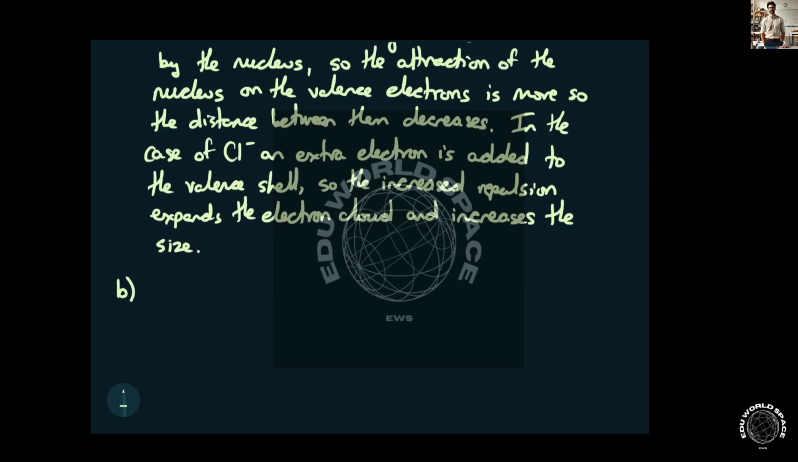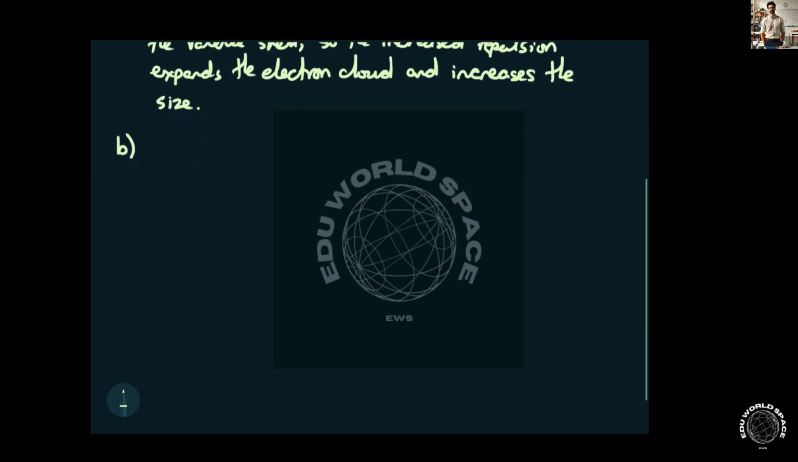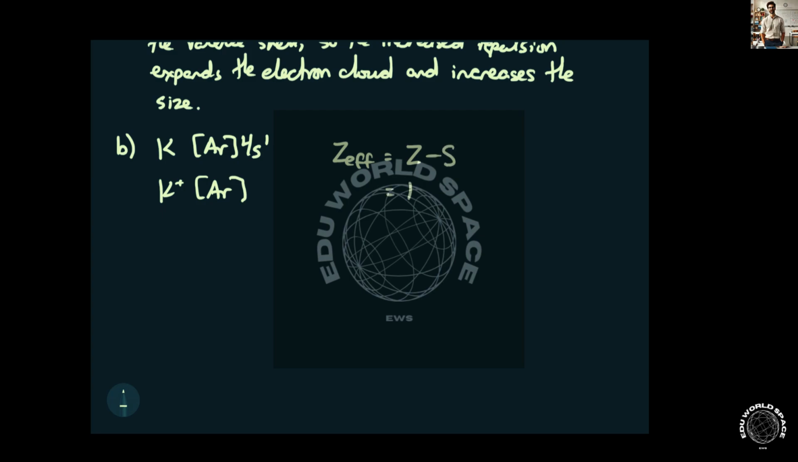For part B, let's calculate the effective nuclear charge for these two ions. So let's start with the electron configuration of potassium. Potassium has an electron configuration of argon 4s1, and the potassium ion has an electron configuration of just argon. So the Z effective is equal to the number of electrons minus the number of core electrons. So 19 minus 18, the effective nuclear charge is 1.